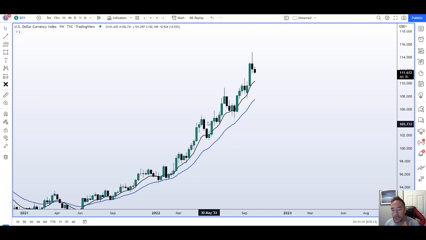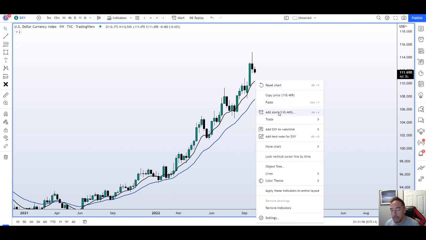Now here we had one to two weeks of correction, then on the third week we started to see buyers come in. Here we had four weeks of correction before the buyers came in. So I'm looking at potentially two weeks, but it could be longer. So all I'm interested in really is for when price gets around here. In fact, I'm just going to put an alert there.